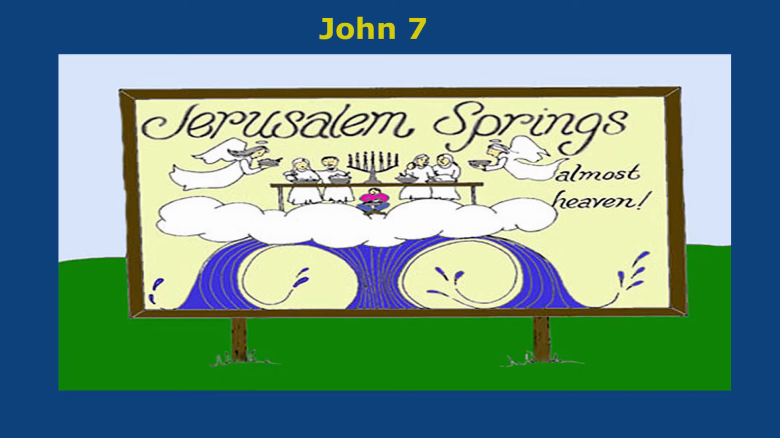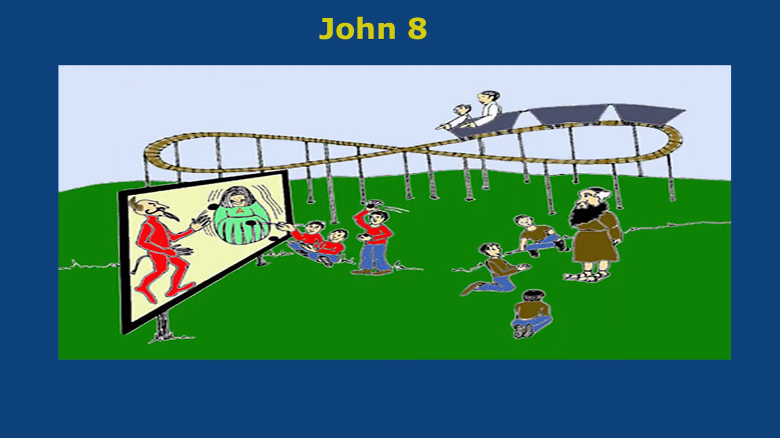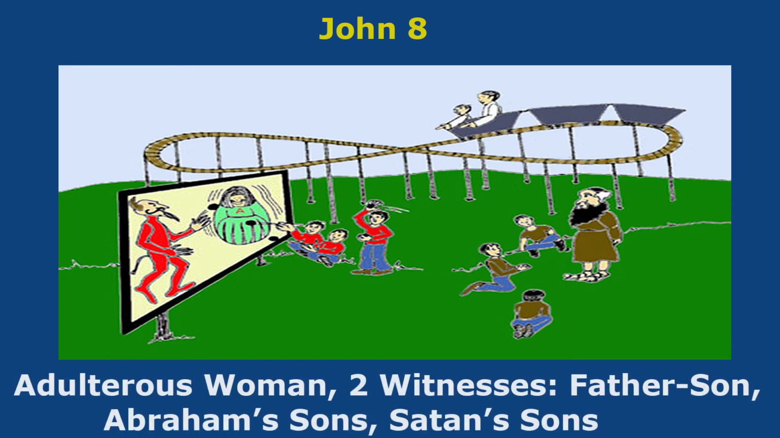What's in chapter 7? Perfect. Chapter 7 is Jerusalem feasts secretly, living water. What's chapter 8? You got it. Chapter 8 is adulterous woman, 2 witnesses, father, son, Abram's sons, Satan's sons.